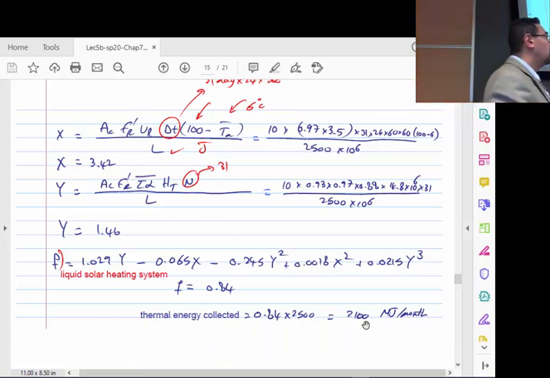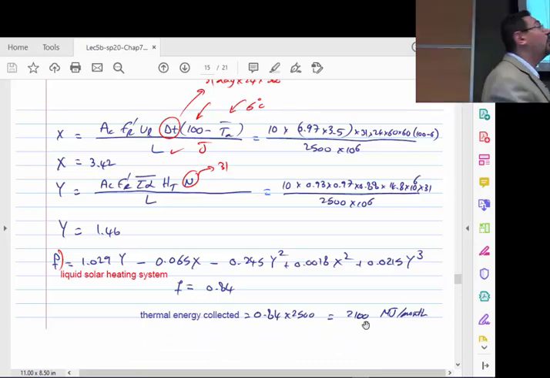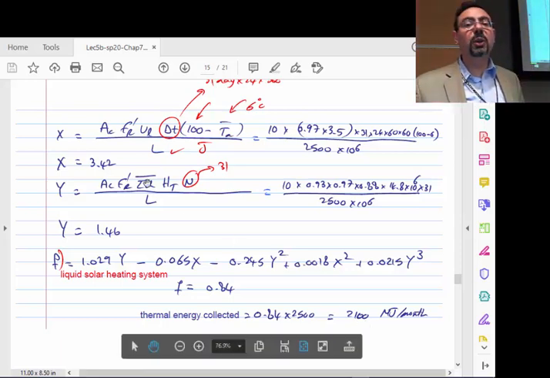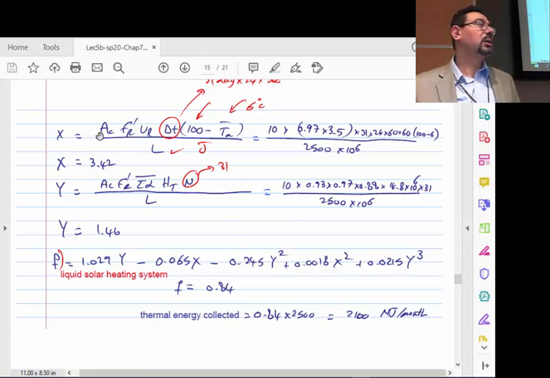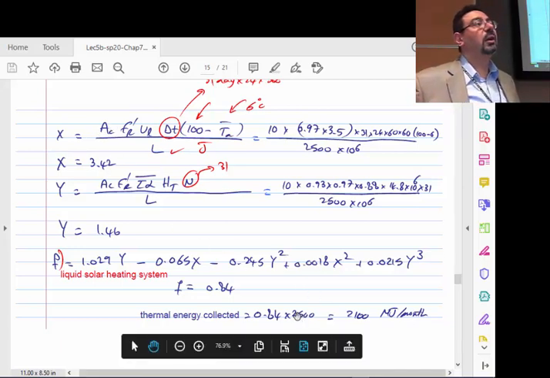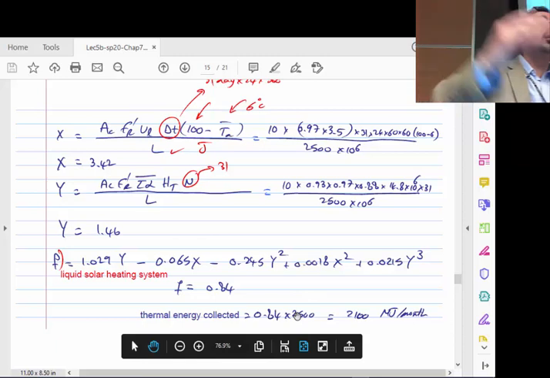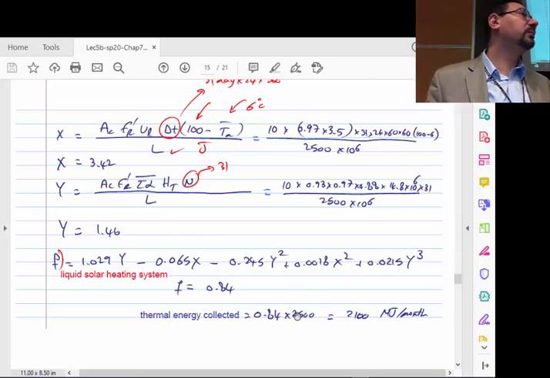Make sense? So now I could have said this problem, how many collectors do I need to meet the load exactly by the sun? You would basically have said, well, let me try not one collector, let me try two collectors. And so you put 2 over here and you calculate the F. And when the F hits 1 or higher, we're done. We now meet all the load.